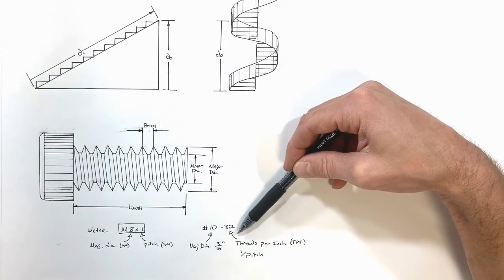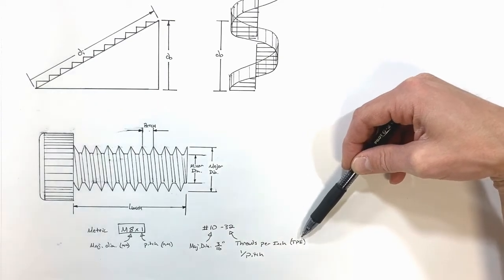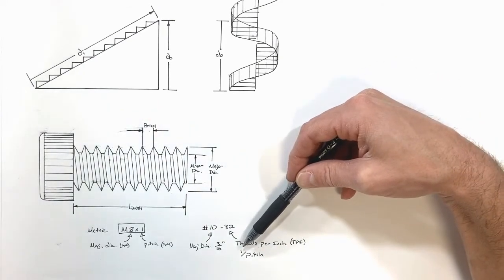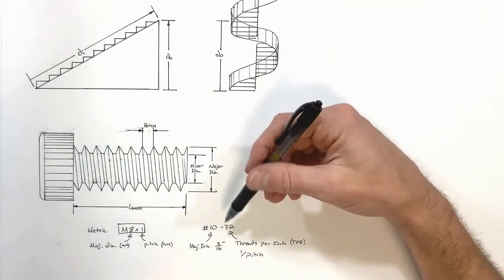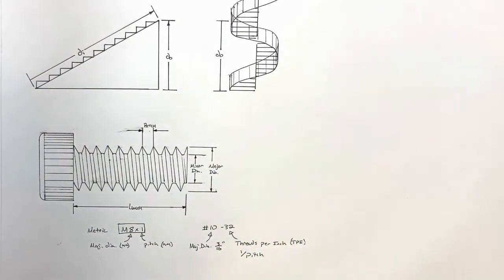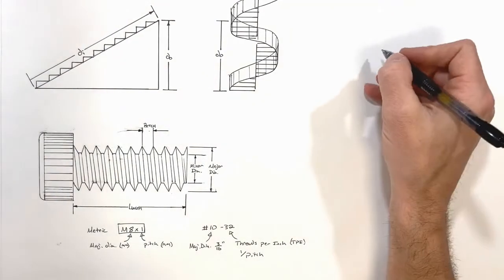What this is, is the threads per inch, or TPI. And all that really means is this is 1 over the pitch, or it's the inverse of the pitch. But again, when we keep American units, they're American units. It just keeps you confused. What can I say? So let's actually take a look at a bolt as a simple machine here.